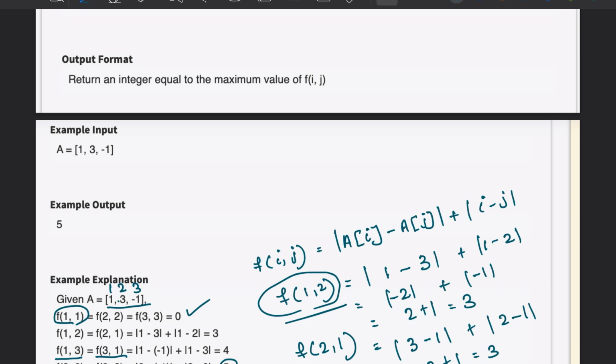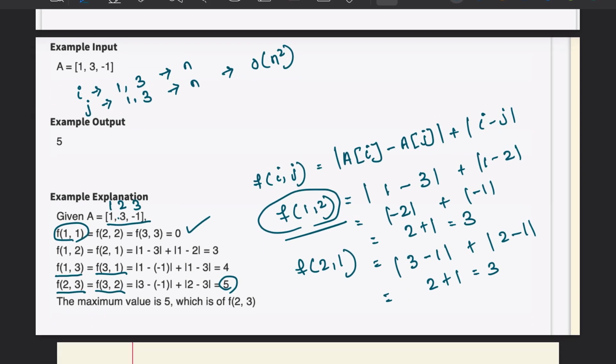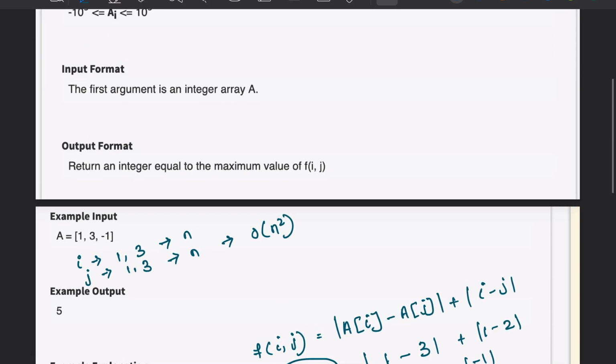So first we will loop, i will go from 1 to 3 here, and again j will go from 1 to 3. So basically this will be the entire array once and then the entire array once again. So here the time complexity will be O(n squared). So this is the brute force approach, where we are looping through the array twice. Okay, so now let's see how we can optimize it.